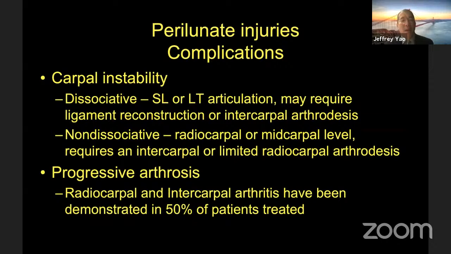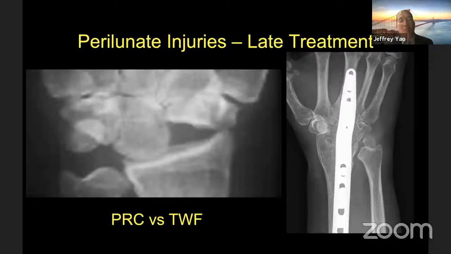Other complications: carpal instability. This is my concern with just pinning alone, that potentially you could lead to a downgrade or carpal instability with disruption of those ligaments long-term with a dissociative pattern. Then you're looking at an intercarpal arthrodesis or ligament reconstruction. In a non-dissociative situation, you're looking at an intercarpal or limited radiocarpal arthrodesis. Progressive arthrosis has been seen in over 50% of patients treated for perilunate injuries. The late treatment for perilunates would be a proximal row carpectomy or total wrist fusion if it's missed.